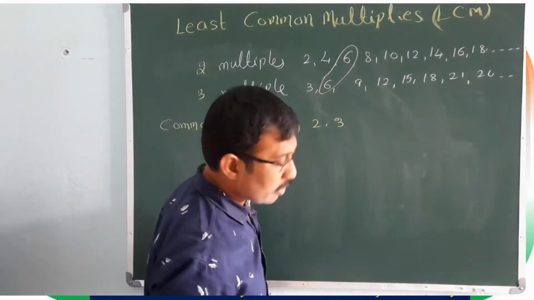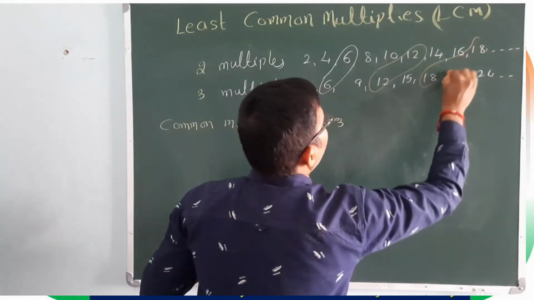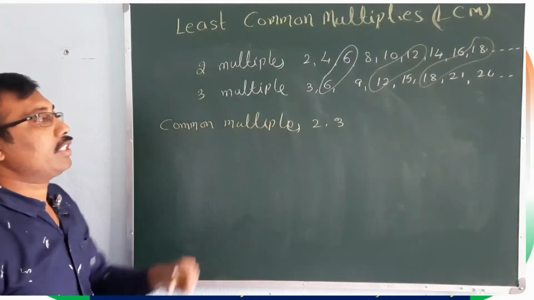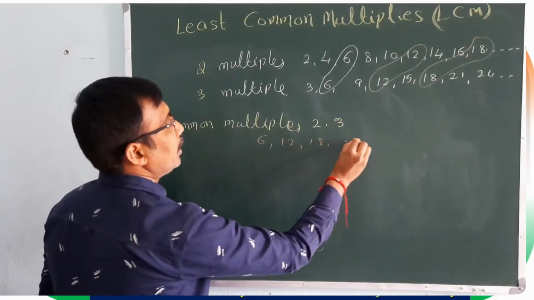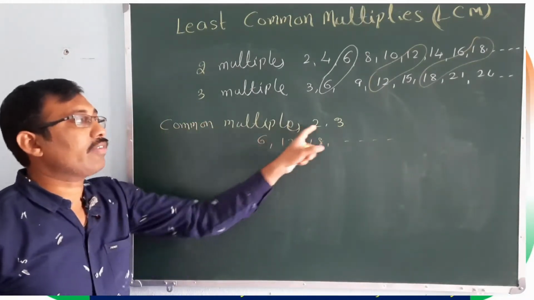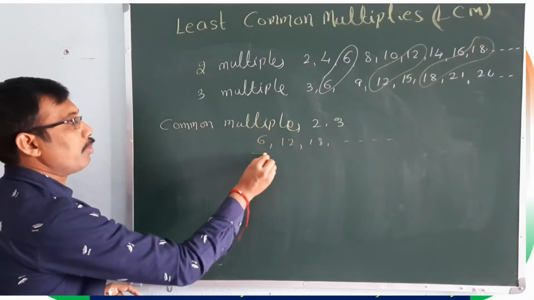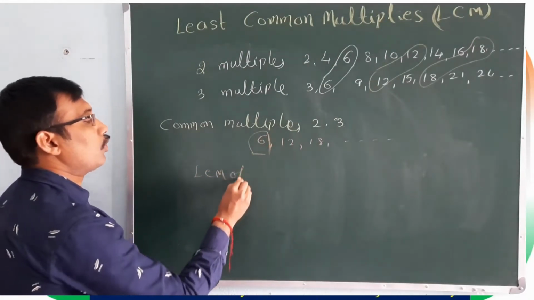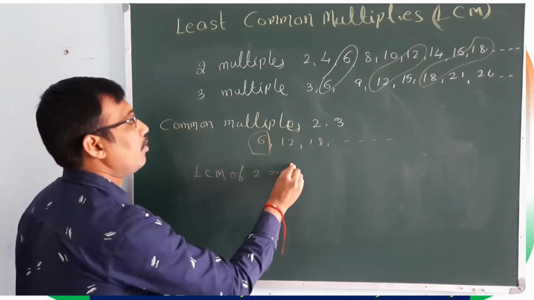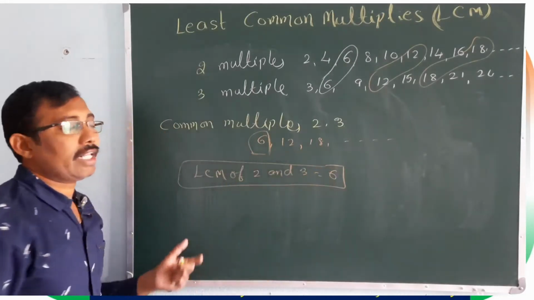Next one, 12. Next one, 18. So continuing, this is also 6, 12, 18, and so on. These are the common multiples of 2 and 3. Next, the least: which is the least number? The smallest number, 6. So the LCM of 2 and 3 is equal to 6. This is how we find the LCM.